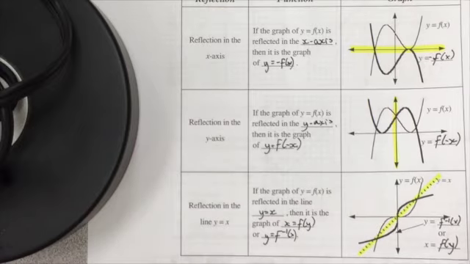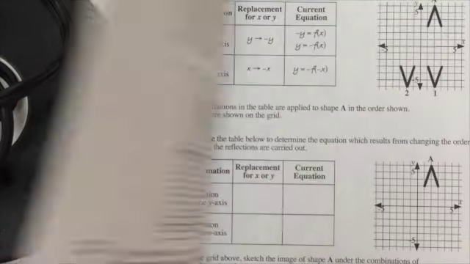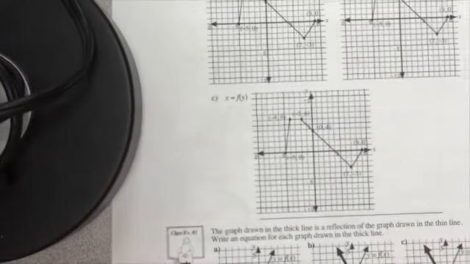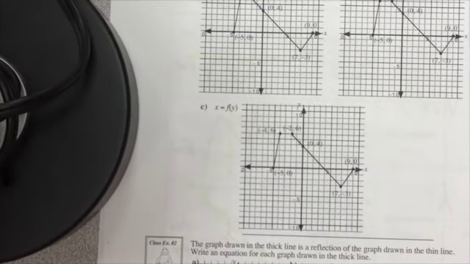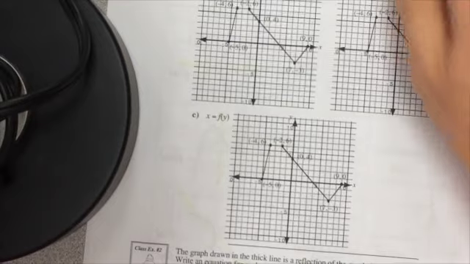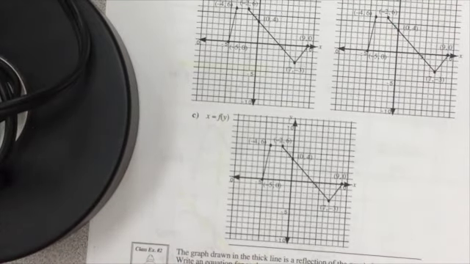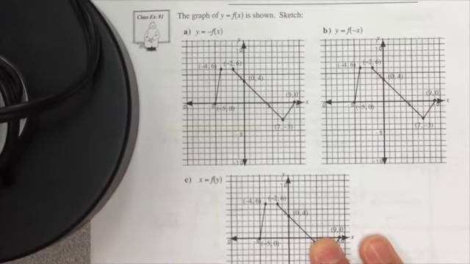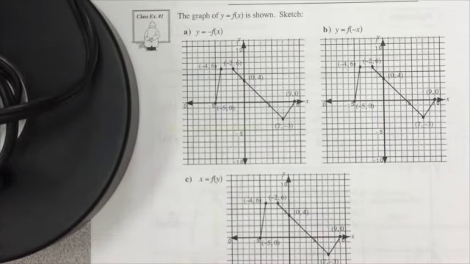Alright, so only a couple more pages, then I think I'll do another video. It's kind of split this lesson in half. What we're going to do is look at the graph of y equals f of x and then sketch the new graph, given the reflection that we're ordered to do here.